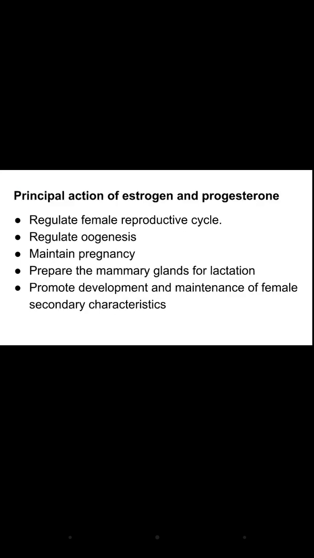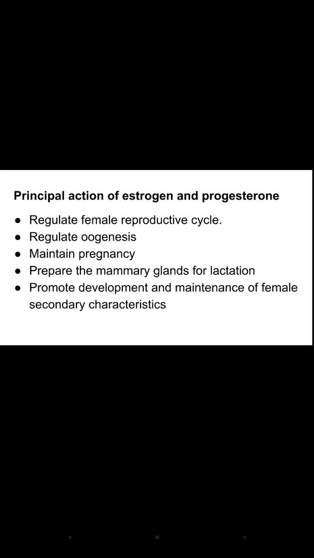Now, what is the principal action of estrogen and progesterone? First, regulating the female reproductive cycle. As you all know, during the reproductive years, females who are non-pregnant have cyclic changes in the ovaries and the uterus, and it takes about a month. There are also changes in the breast and the cervix, and hormonal changes which regulate the cycle. All these constitute the female reproductive cycle. Which hormones regulate this cycle? These are none other than estrogen and progesterone.